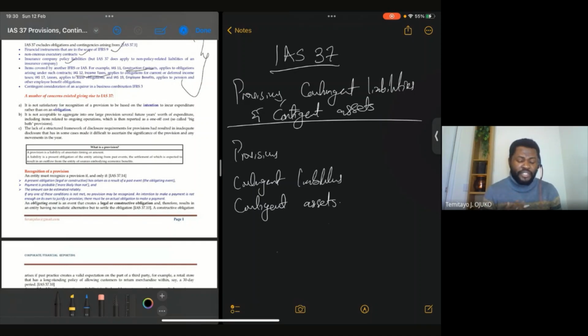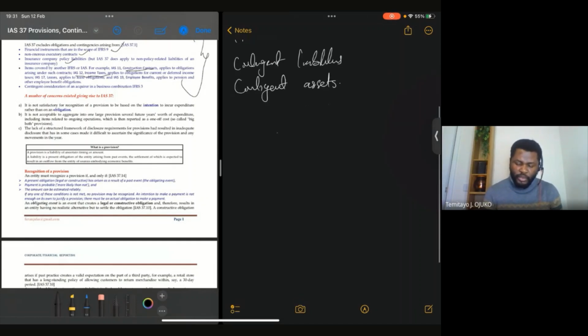Then lastly, the lack of a structural framework of disclosure requirement for provision also resulted in inadequate disclosure. So because there was inadequate disclosure in the past, the standard was released. Okay. Now, the question is, what is provision? What is provision?